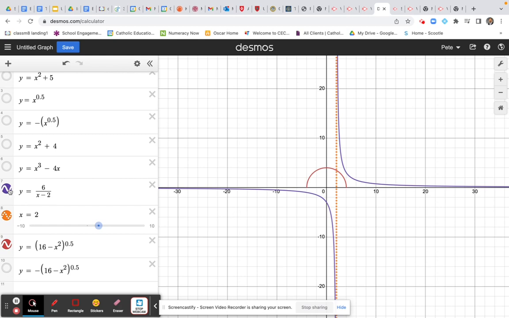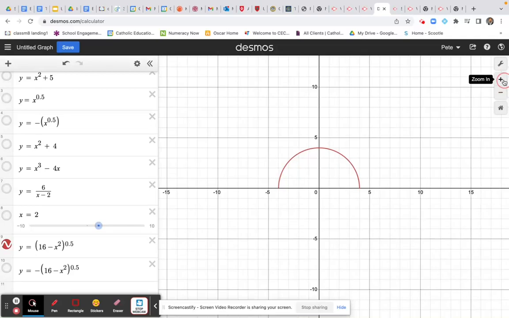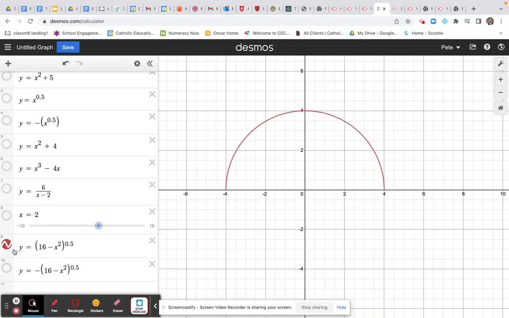Okay, what about these circular things here? We'll get rid of those two because we don't want to confuse you, and we'll zoom in a bit. This is really x squared plus y squared equals 16. And then we've made y the subject, so this will graph it really nicely. Is it a function? If we take the positive square root, it is a function. If we don't, it is not a function.